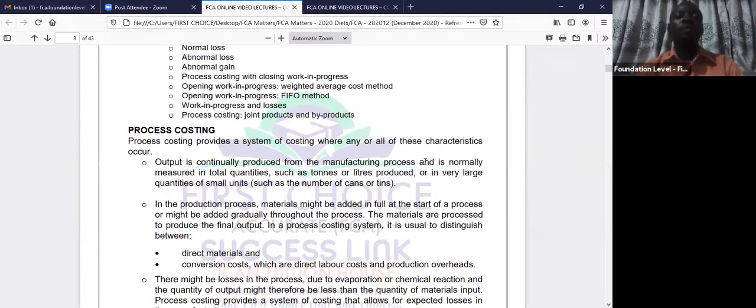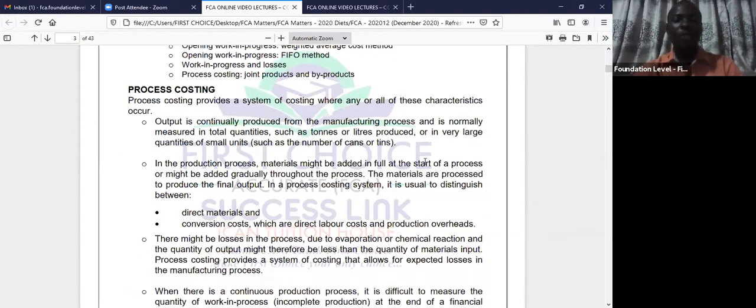Then we'll be looking at when there is a closing work in progress. How do you deal with that? Then when we have an opening work in progress, and we deal with it in a method called the weighted average method, then there's another one called the FIFO method. After we've dealt with opening and closing work in progress, we will now combine them with losses. Then we'll look at joint products and byproducts. These are the things we stand to get in our process costing today.